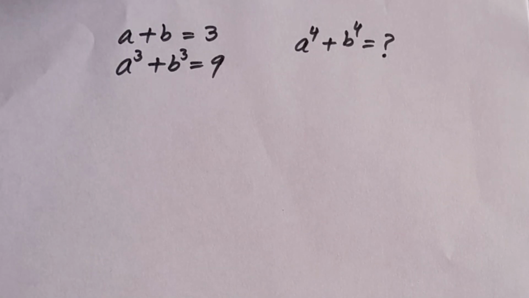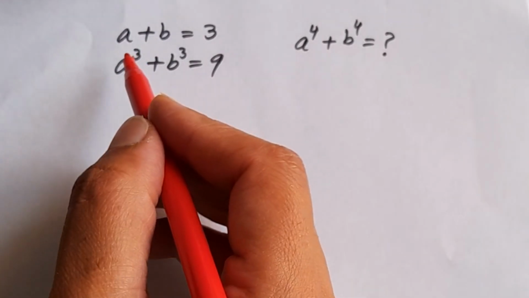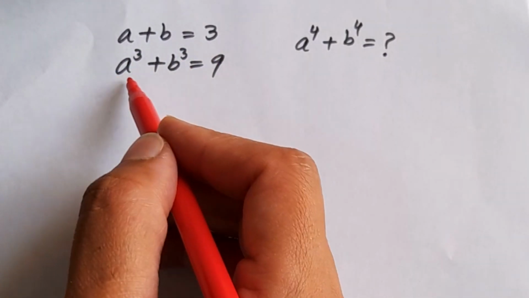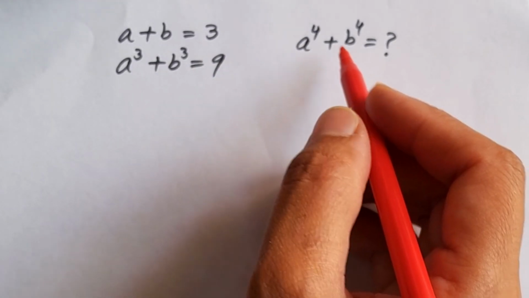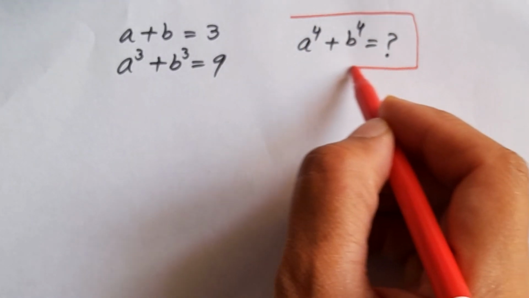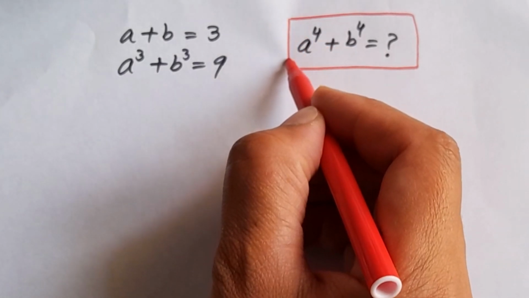Let's start solving this beautiful algebra equation where a plus b is equal to 3, a cube plus b cube is equal to 9. If this information is given, we have to find the value of a to the power 4 plus b to the power 4.